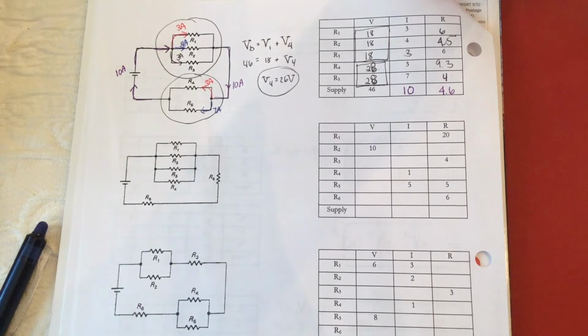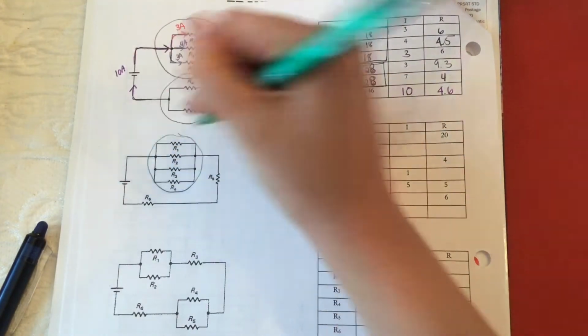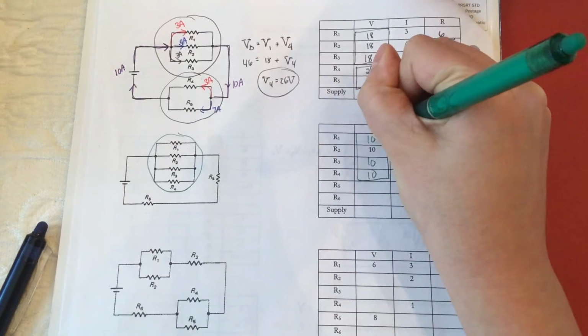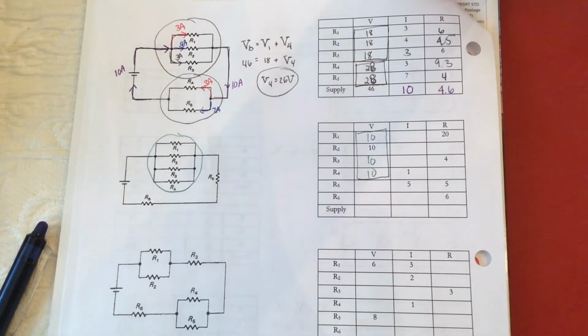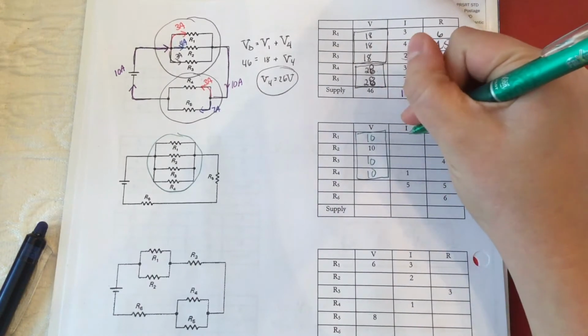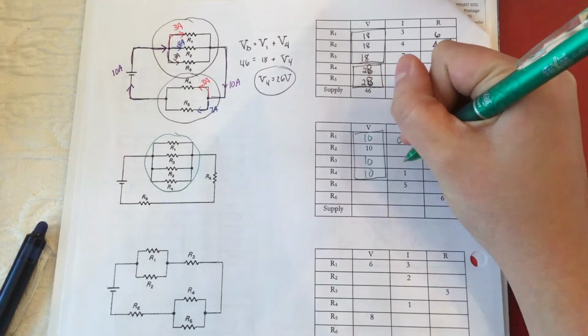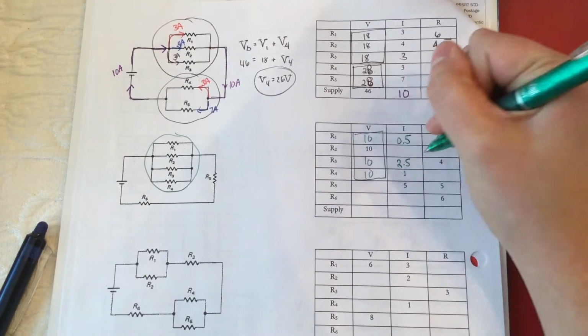So let's do that again. We've got a circuit that has 4 sets in parallel. Those must all have the same voltage as each other. So this is 4 sets of 10. We can use that to get the remaining currents in those sections. So half an amp goes through R1 and 2.5 amps goes through R3.